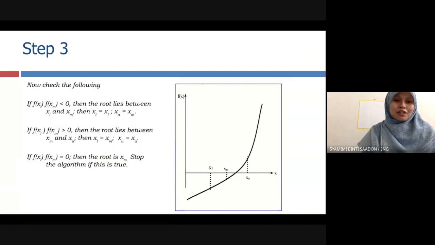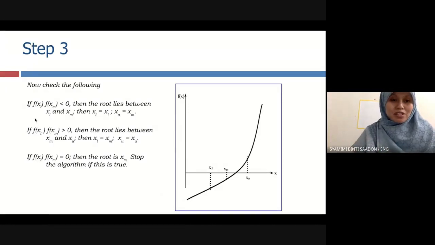And then step 3, now we have to check whether the XM that we have calculated is the solution or not. Is it the solution, the root of the equation? So how to check it? This is where, when you want to program later on in your assignment, you must add this condition.